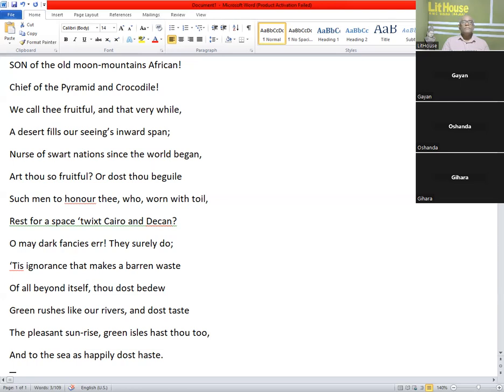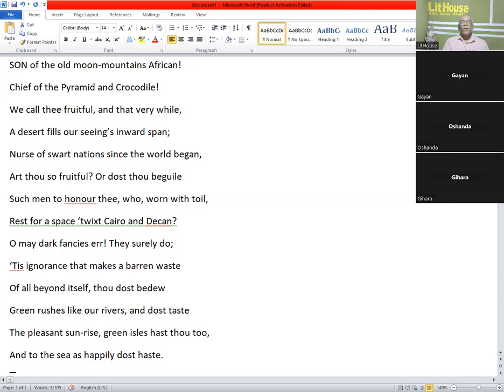To the Nile. Now you see the topic, To the Nile means referring to the Nile river. He's writing this poem to the Nile. Son of the old moon mountains, Africans. Now you see how the Nile is personified as what? The son.